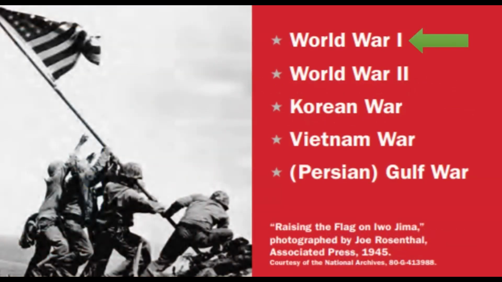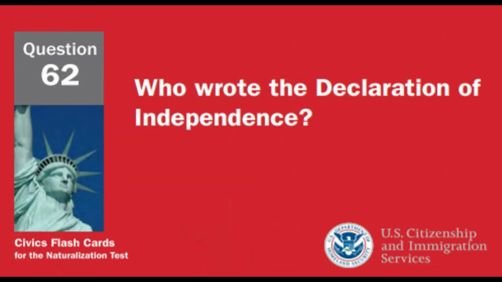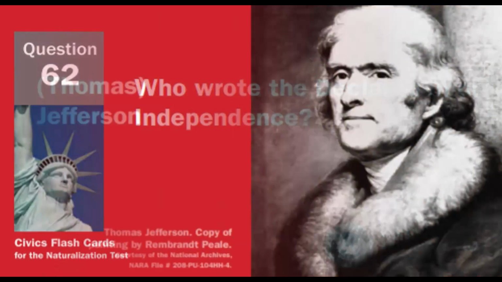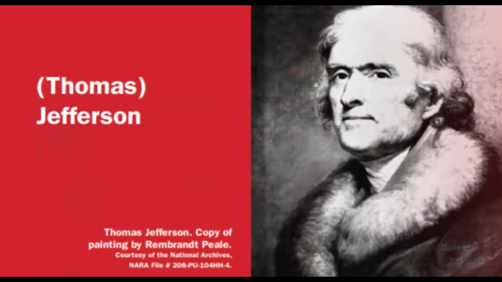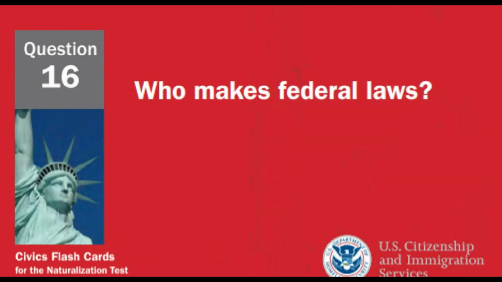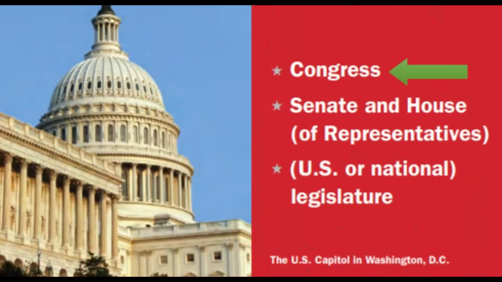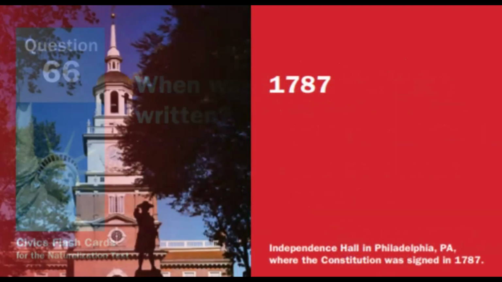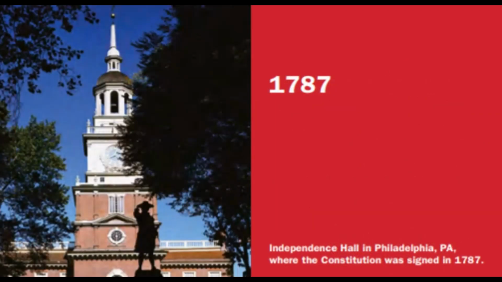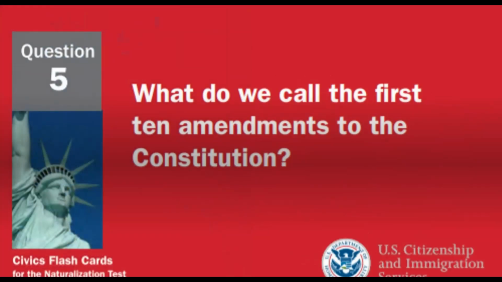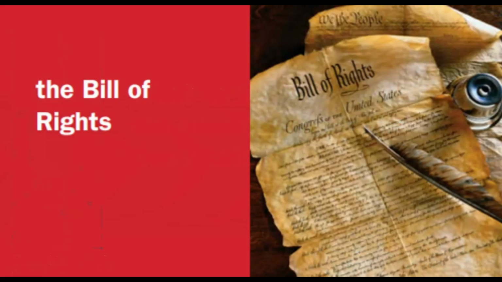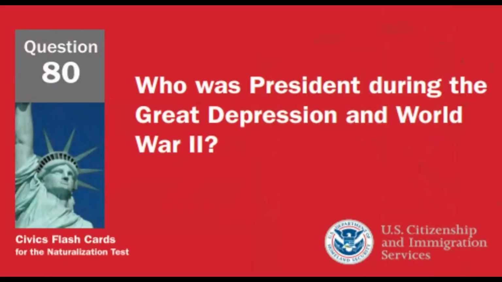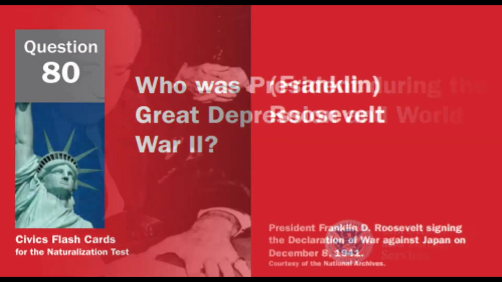World War I. Who wrote the Declaration of Independence? Thomas Jefferson. Who makes federal laws? The Congress. When was the Constitution written? 1787. What do we call the first 10 amendments to the Constitution? The Bill of Rights. Who was president during the Great Depression and World War II?